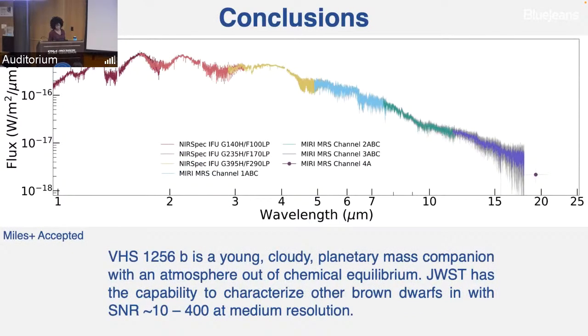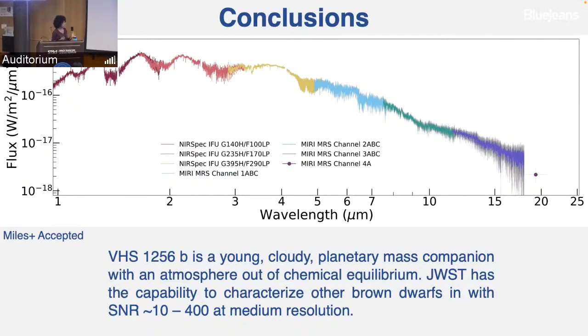In conclusion, from this spectra alone, we know some things about the objects that we've seen before. We know it's a young, cloudy planetary mass companion. Beth Biller did an analysis of the luminosity that says it's from 12 to 16 Jupiter masses, but it's leaning more towards 12, which is below the deuterium burning limit, which is why we called it planetary mass. And the spectral features show that the atmosphere is out of chemical equilibrium due to atmospheric mixing.